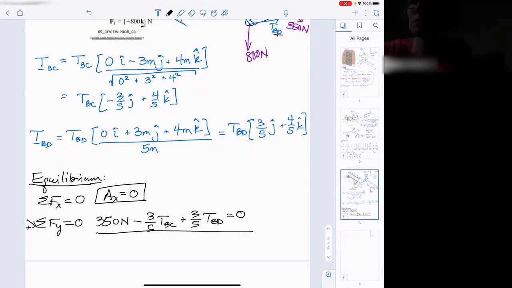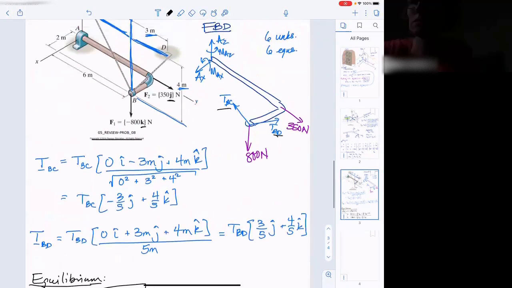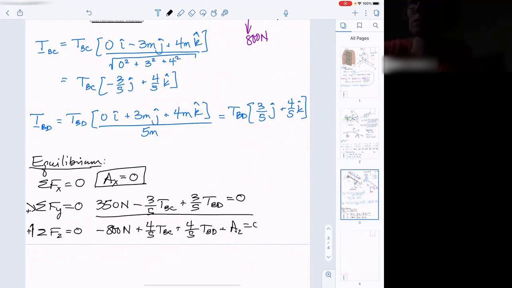And I can also sum forces in the Z direction. Pick a sign convention, typically upward is positive. I've got a minus 800 newtons, that's from F1. I'll have a plus 4/5 TBC plus 4/5 TBD. And then finally, I have an AZ, plus AZ equals 0. So these are 2 perfectly fine equations. They're not very helpful right now because those 2 equations have 3 unknowns combined. So let's go sum moments.